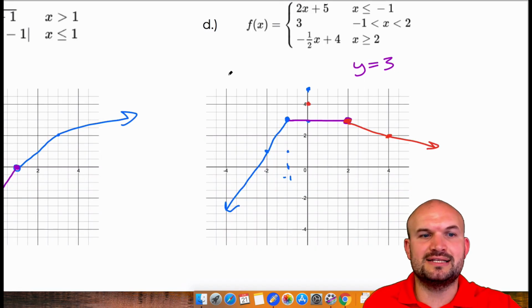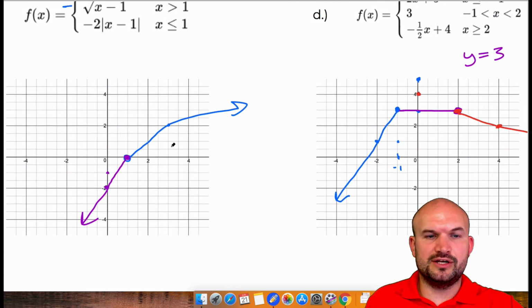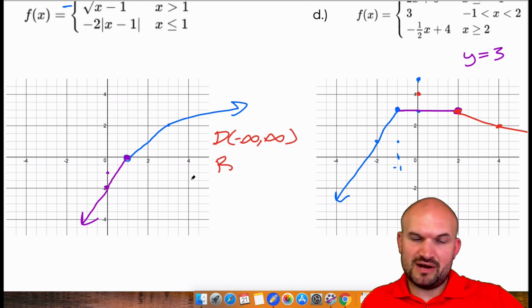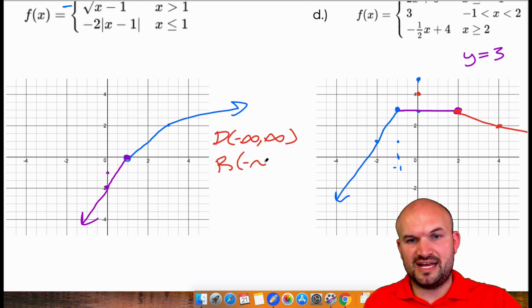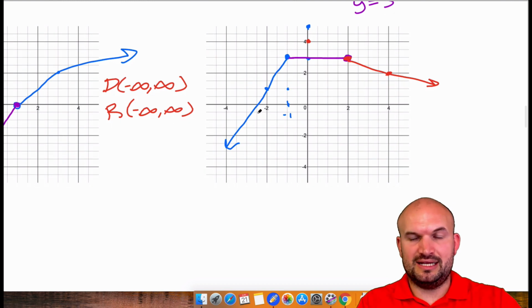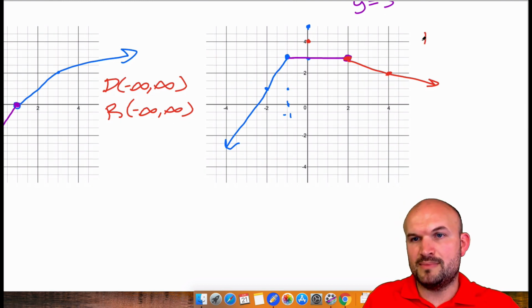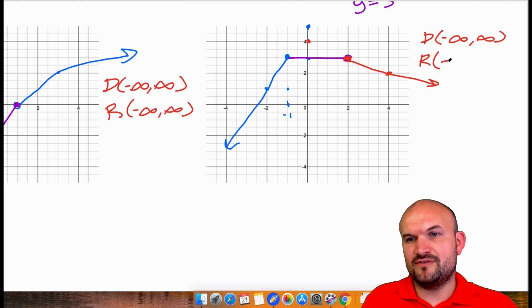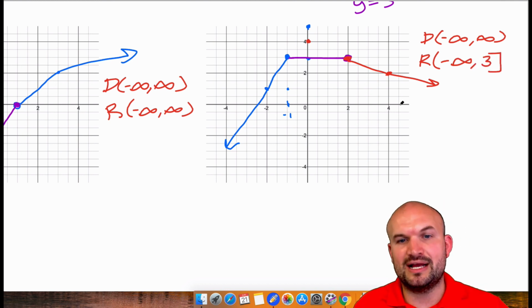Now let's go back and identify the domain and range for both of these. Here you can see the domain is continuing to the left and continuing to the right. So my domain is going to be from -infinity to infinity. And my range looks like the graph is continuing going down and continuing going up, so that's going to be -infinity to infinity. In this example, you can see the domain is again expanding to the left and to the right, so my domain is going to be from -infinity to infinity. And my range looks like we have a maximum value of y equals 3, so my range is going to be from -infinity to 3. And it looks like 3 is included, so I'm going to use brackets.